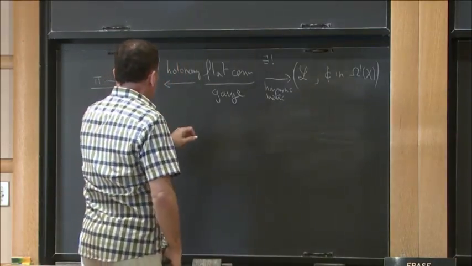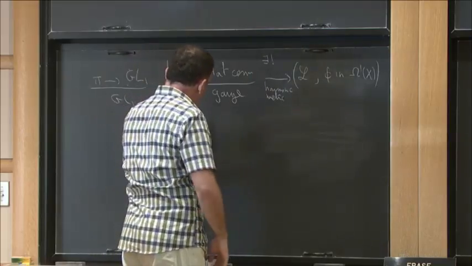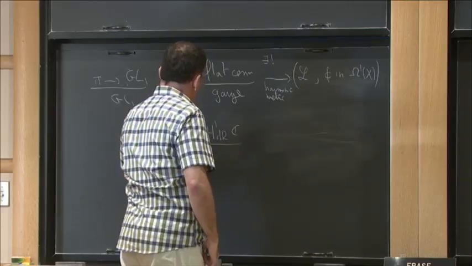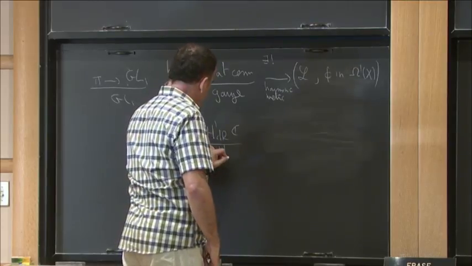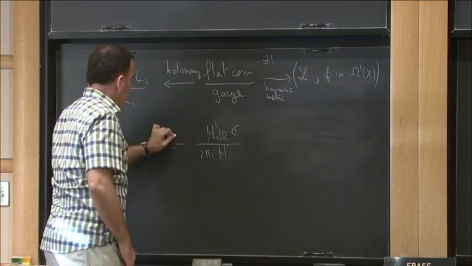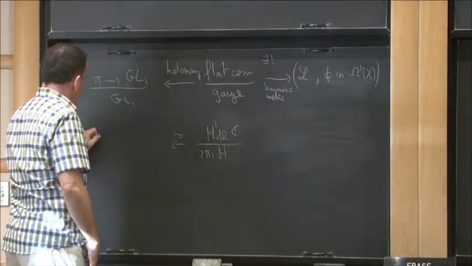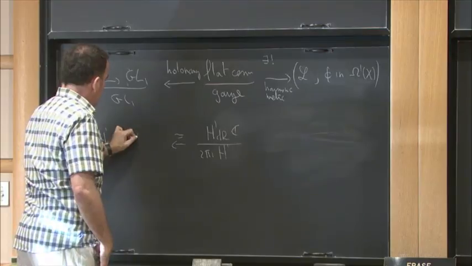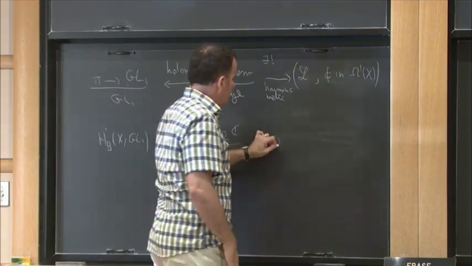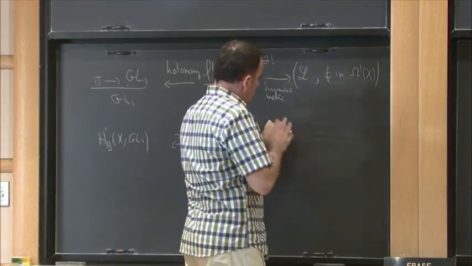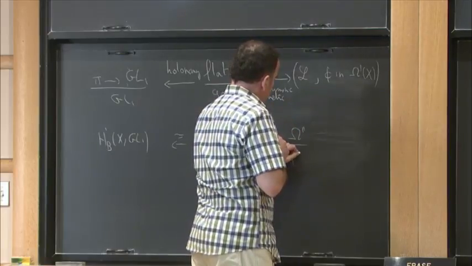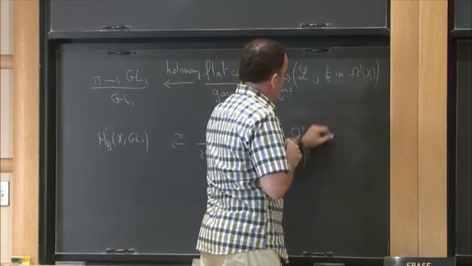But then when you do all your calculations as above, here you get H1 de Rham with coefficients in C, modulo the integral lattice. Here you get H1 Betti of X with coefficients in C star. And here you get the Dolbeault space of anti-holomorphic forms divided by the integral lattice times the holomorphic forms.